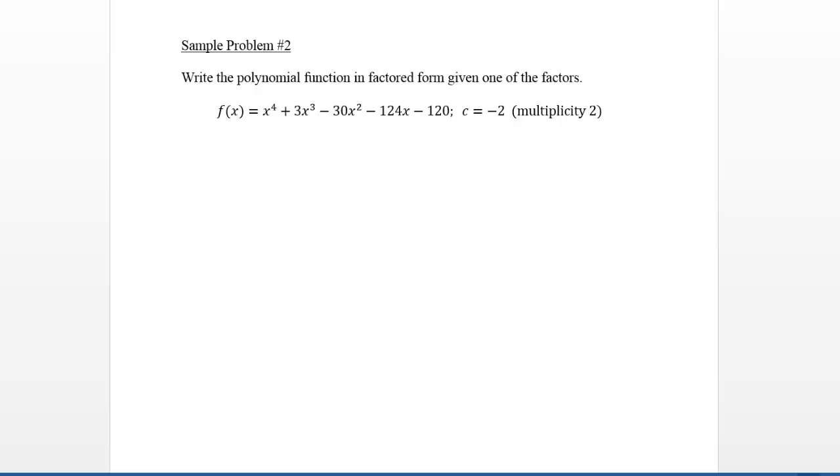Now, the first thing that you want to be aware of here is that they gave us a factor of -2, but they said that it had a multiplicity of 2. So what that's telling us is that we technically have a perfect square trinomial embedded in this thing, because we use c equals -2 twice. So we're going to use this 2 times in a row using synthetic division with c equals -2 two times before we try to do any other factoring. So let's go ahead and set that up on the first one and get started.